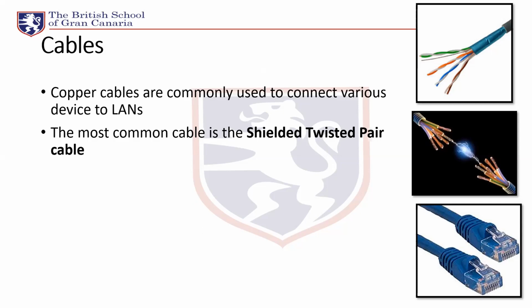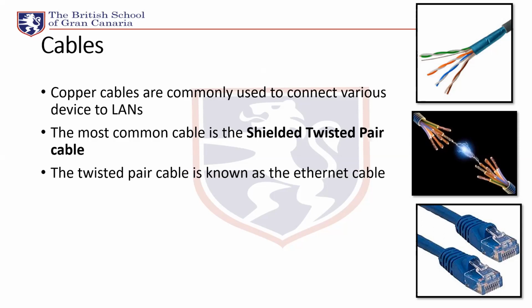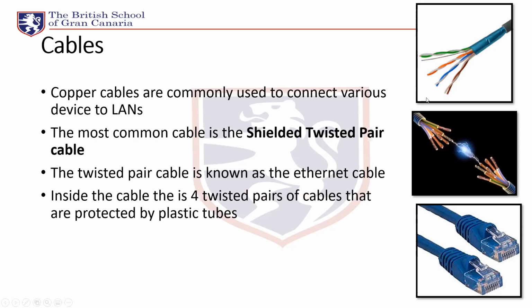So as you can see by the pictures here, you can see that there's 4 sets of cables that are twisted around. Okay, and they're most commonly used in the Ethernet cables right here. Now inside, as I said, there's 4 twisted pairs of cables that are protected by plastic tubes, as you can see right here. Okay, so you can see the cables are inside and they're protected by the plastic tubes.